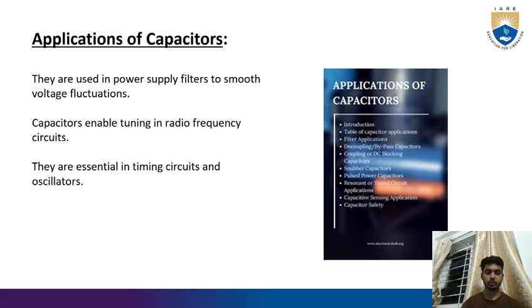Energy storage is used in devices like camera flashes to release energy quickly. Power factor correction is used in industries to improve efficiency. In short, capacitors are vital wherever voltage stability and energy storage are needed.